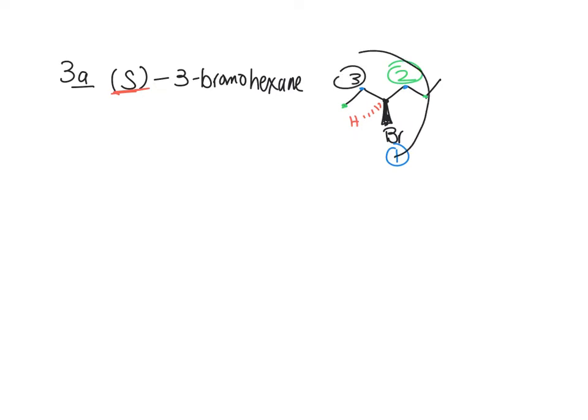And if I connect 1, 2, 3, that is what? Counterclockwise. So that's S. And S stays S because hydrogen is in back. So that is my compound. I'm going to redraw it just to make it neat. I'm going to do the hydrogen back.